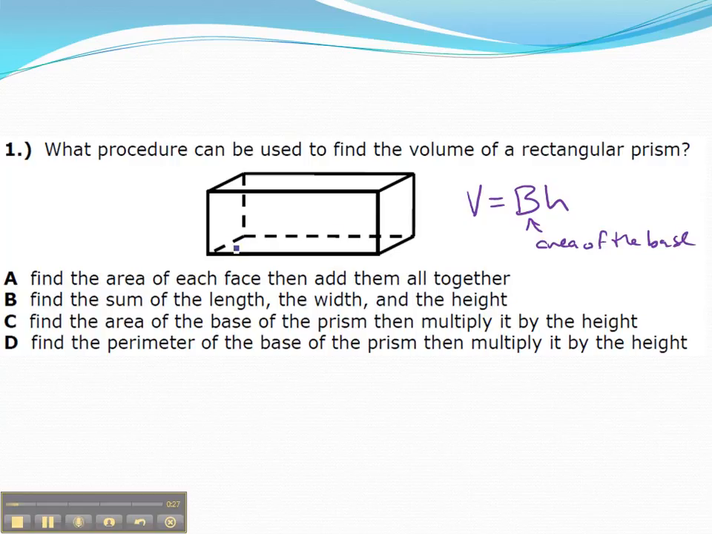So if our base is a rectangle, it's the area of the rectangle times the height of the prism. So let's look for the answer choice that sounds like that. Answer choice A says find the area of each face and then add them all together. No, that would be surface area. B says to find the sum of the length, width, and height. No, that's not the right formula. C says to find the area of the base of the prism and then multiply it by the height. That's correct.